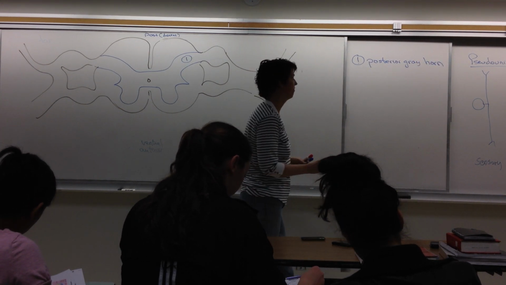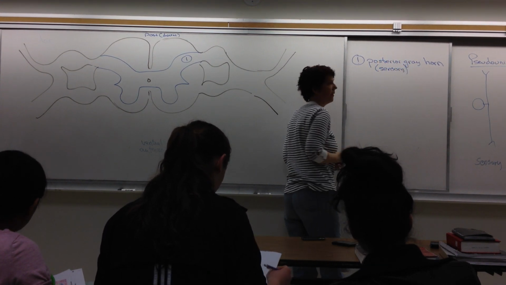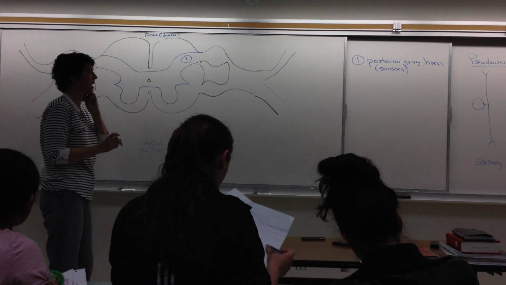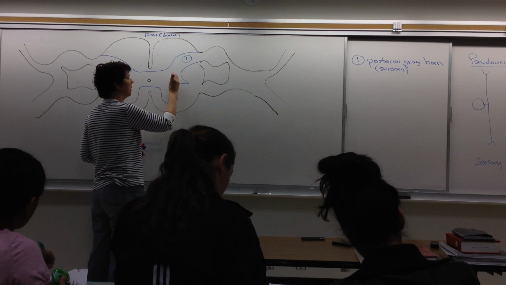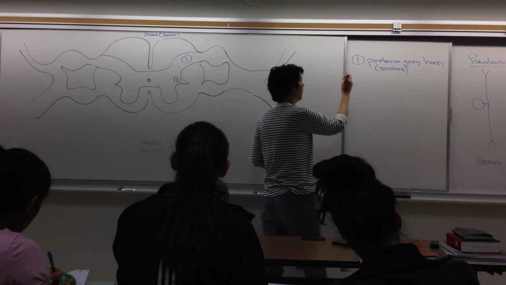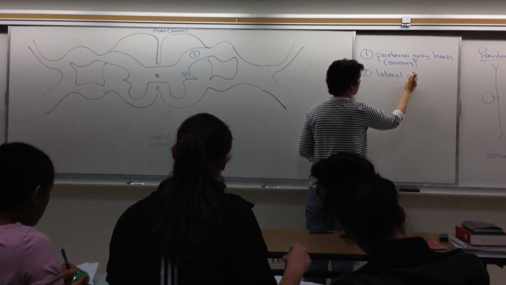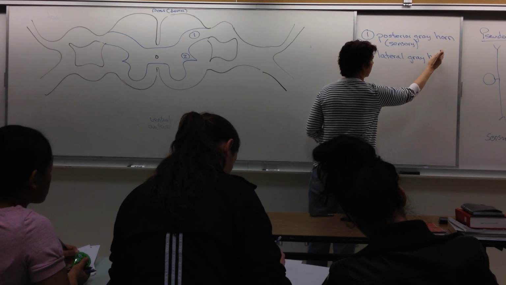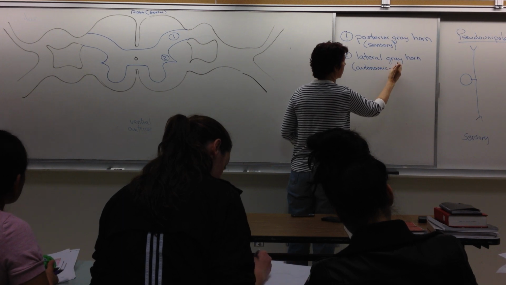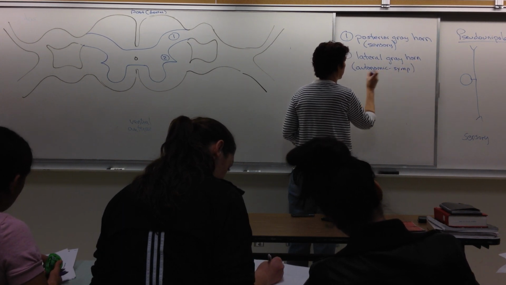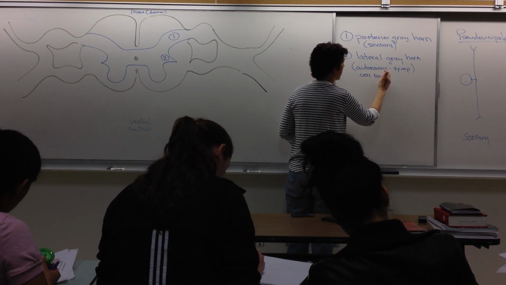Posterior gray horn. It's made up of the cell bodies of sensory neurons, as you'll see when we come back to it. Okay? This is the lateral gray horn. And it's made up of autonomic, sympathetic usually, cell bodies. So it is motor.